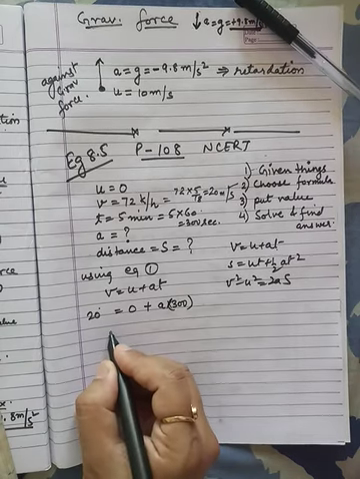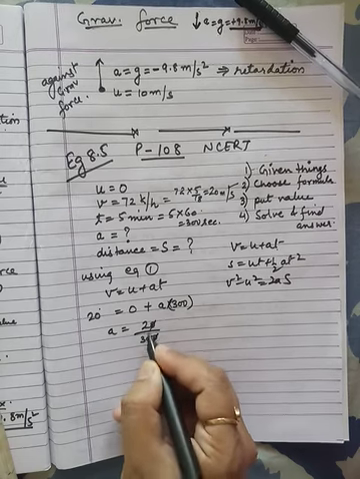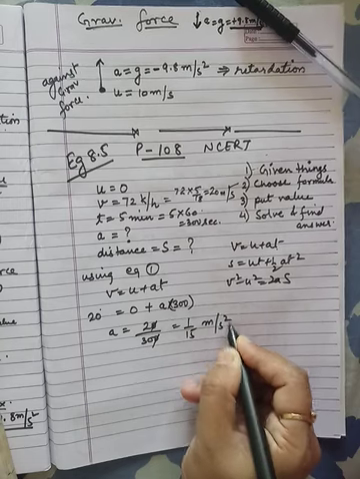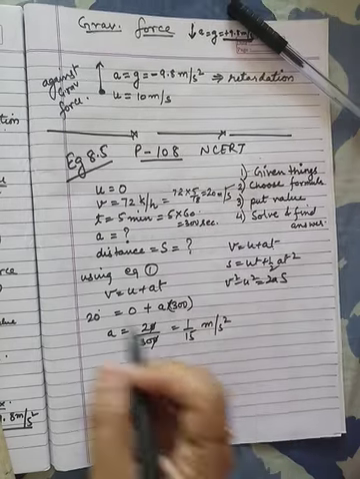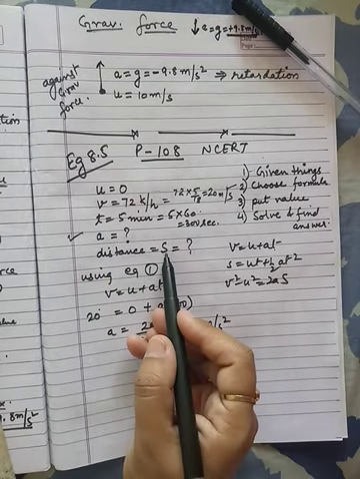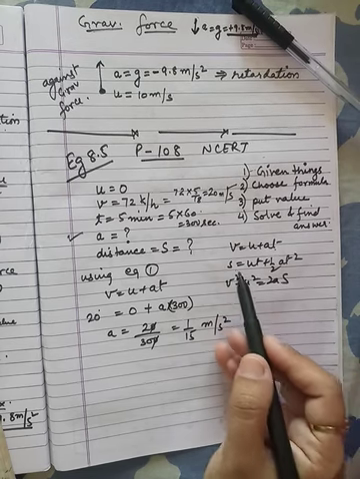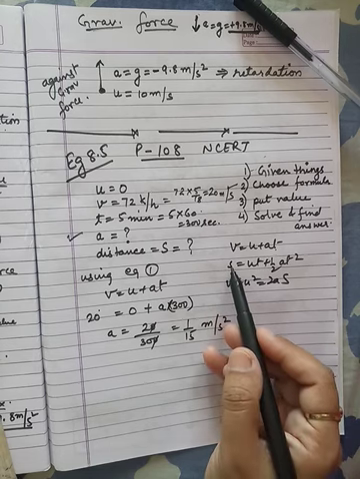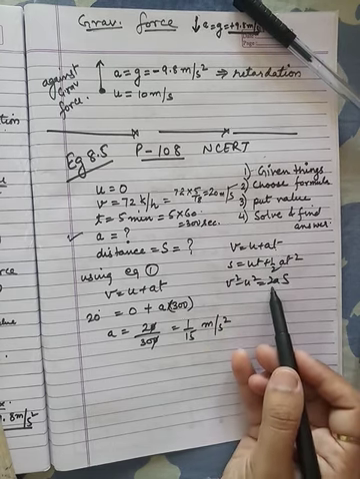Now I can find out the value of a very easily. a is equals to 20 divided by 300, that is 2 by 30, that is 1 by 15 meter per second square. That is our acceleration. So one thing we have found. Now secondly, we have to find distance. s comes in the second and third equations, not in the first. So we can use either the second or the third one.